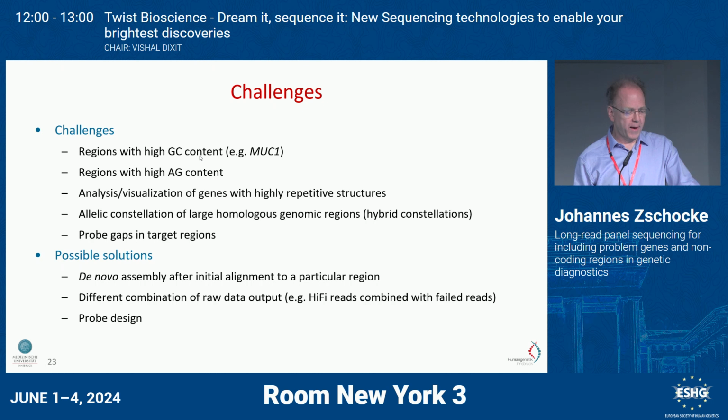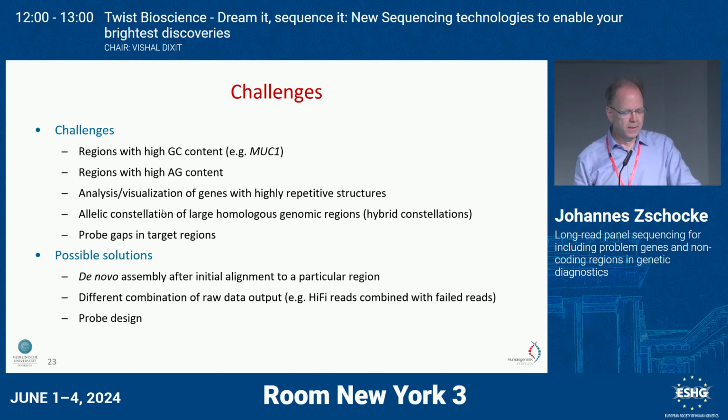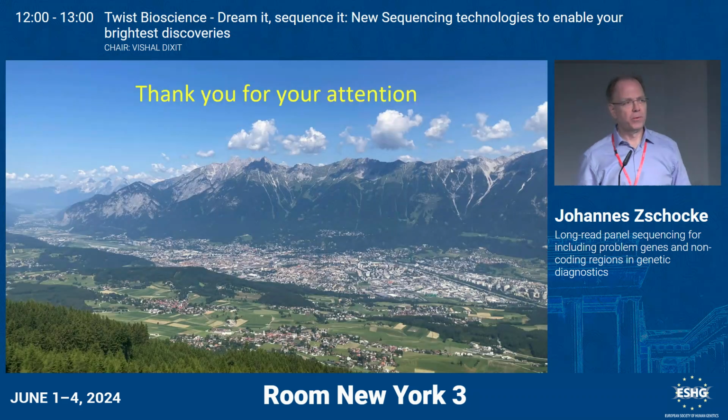Challenges are regions with high GC content. We haven't solved MUC1 yet, and we need that for the kidney disease. Also, AG content is relevant. How to visualize the repetitive sequences as a context is a challenge to the people who provide the software. So the allelic constellation is something we want to have, and we need to explain why we want to have it. Probe gaps can be solved, and there are solutions for all these challenges, I believe. So with that, I thank you for your attention and happy to answer questions.